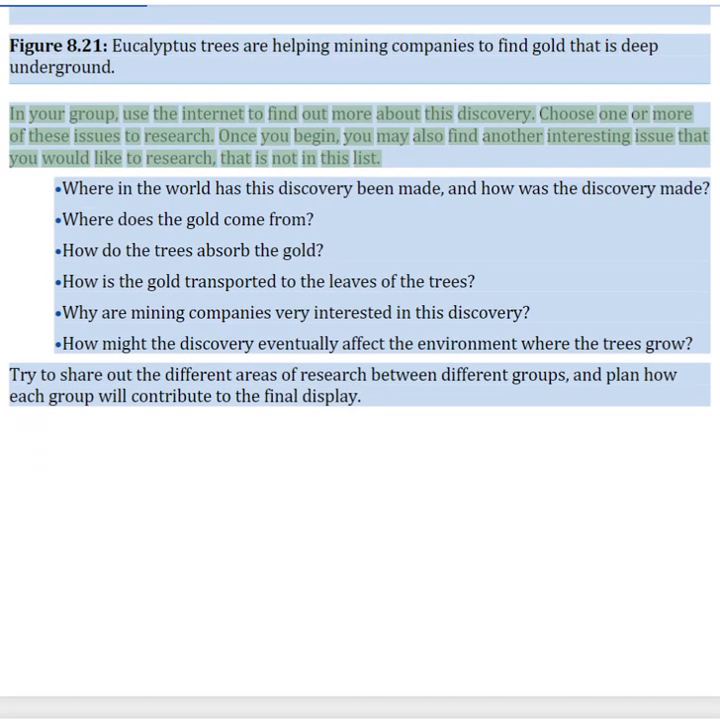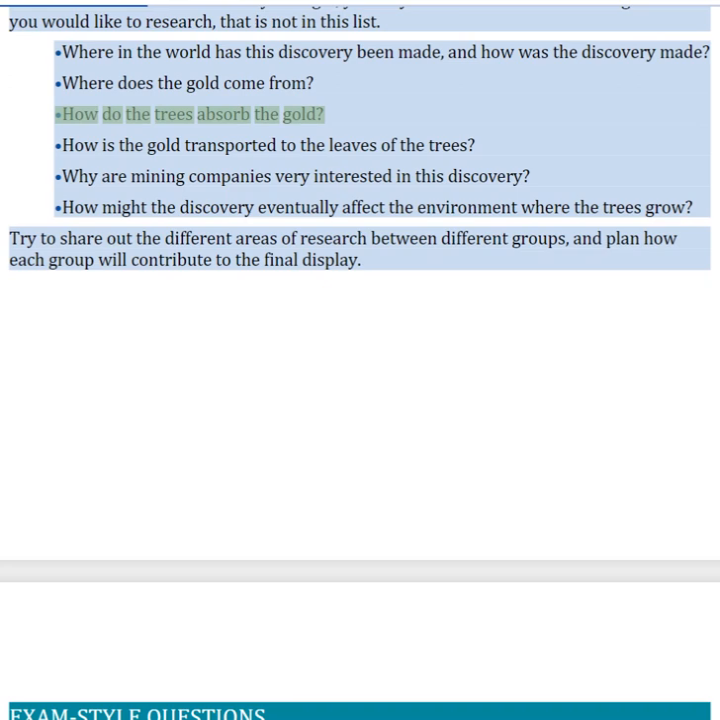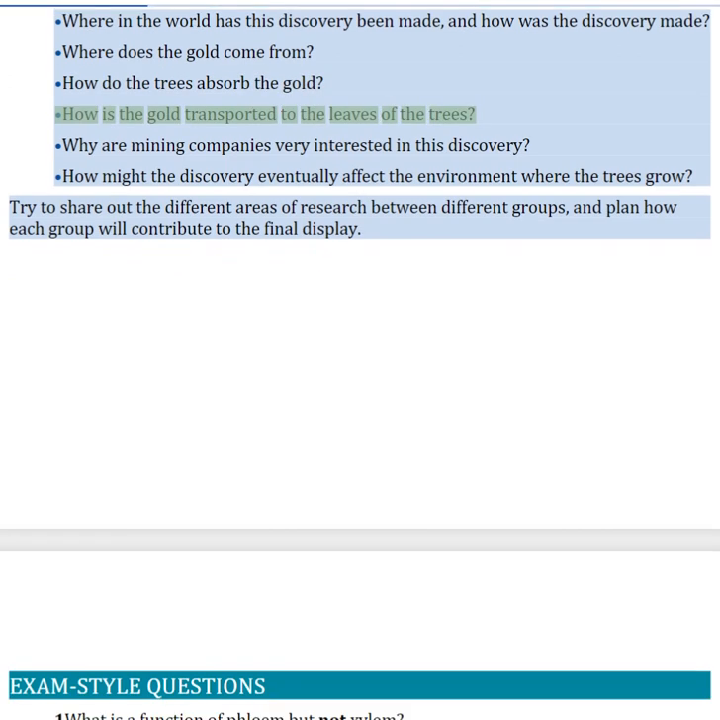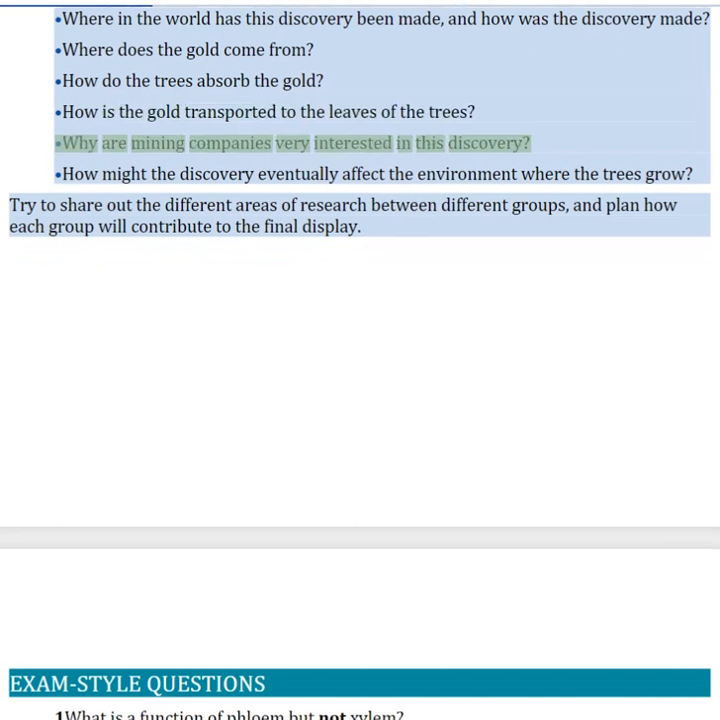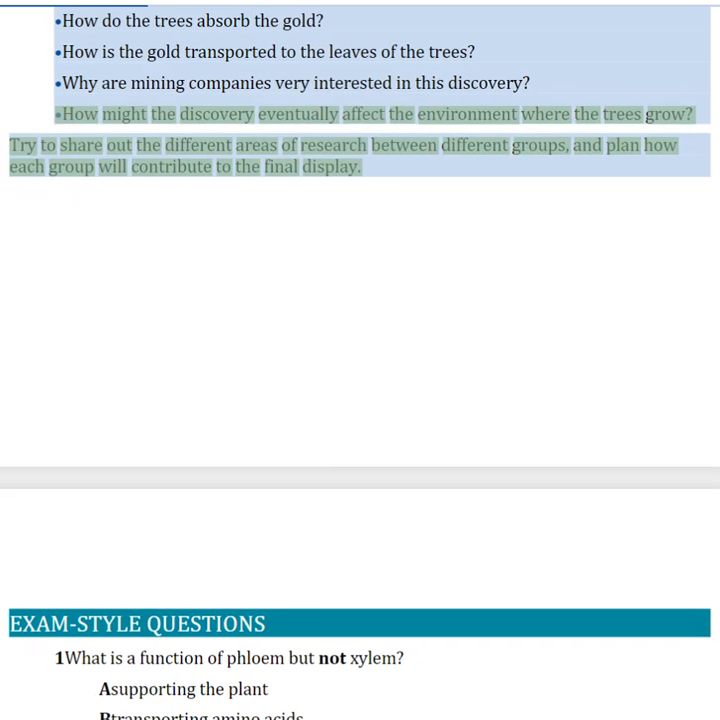In your group, use the internet to find out more about this discovery. Choose one or more of these issues to research. Once you begin, you may also find another interesting issue that you would like to research, that is not in this list. Where in the world has this discovery been made, and how was the discovery made? Where does the gold come from? How do the trees absorb the gold? How is the gold transported to the leaves of the trees? Why are mining companies very interested in this discovery? How might the discovery eventually affect the environment where the trees grow?